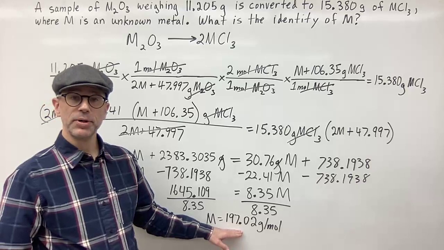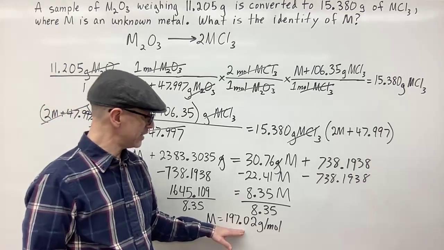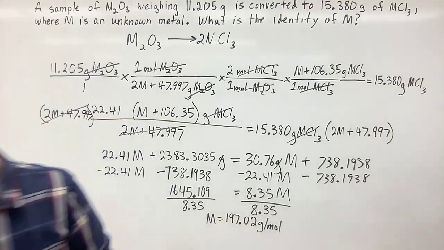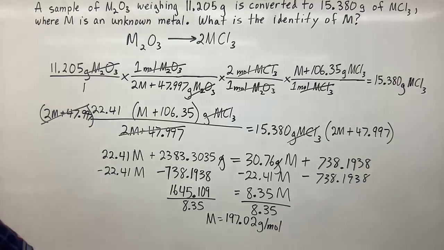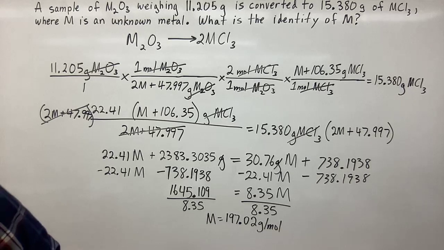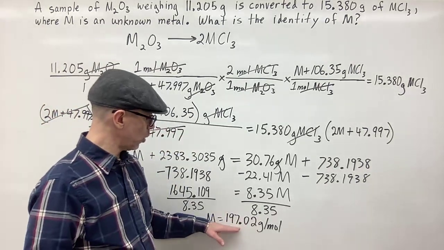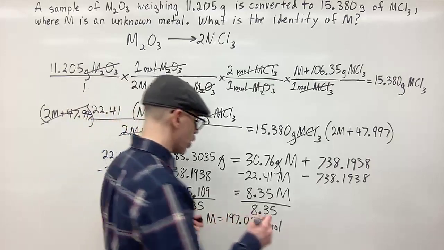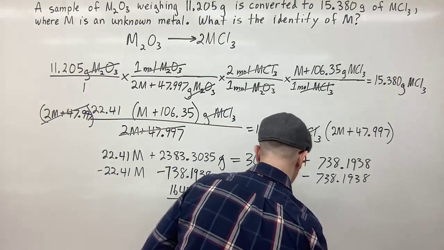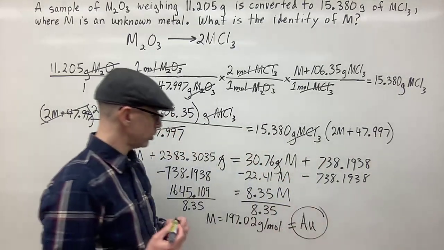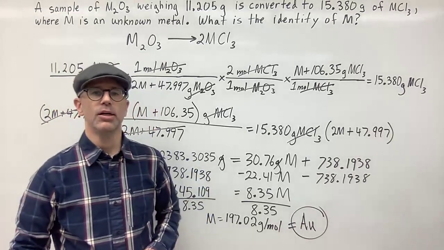So we look up on the periodic table, what is the closest element that has an atomic mass of 197.02? If we look that up, we get gold. Gold has a molar mass of 196.97. 196.97 is the closest to 197.02. So the identity of this unknown element is gold. Gold is the answer.